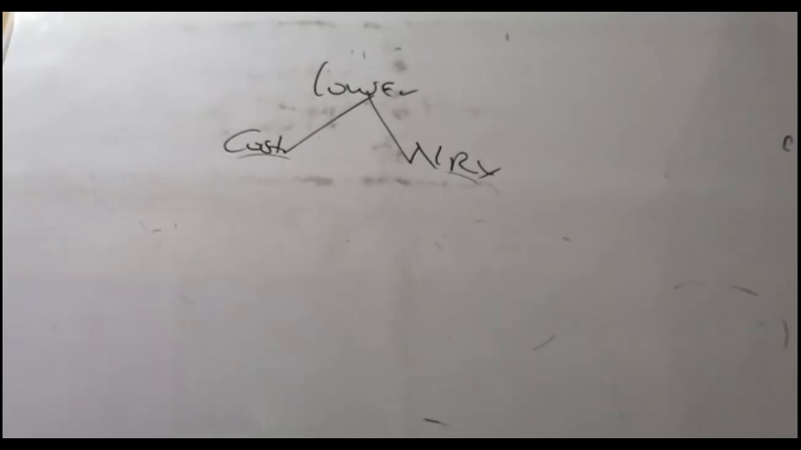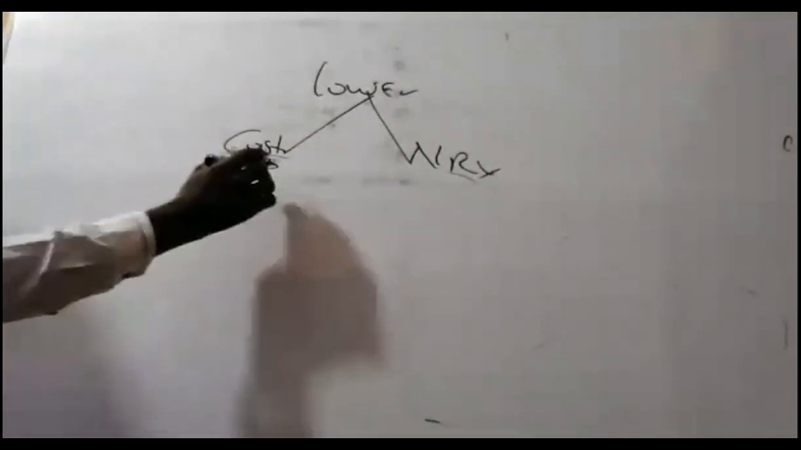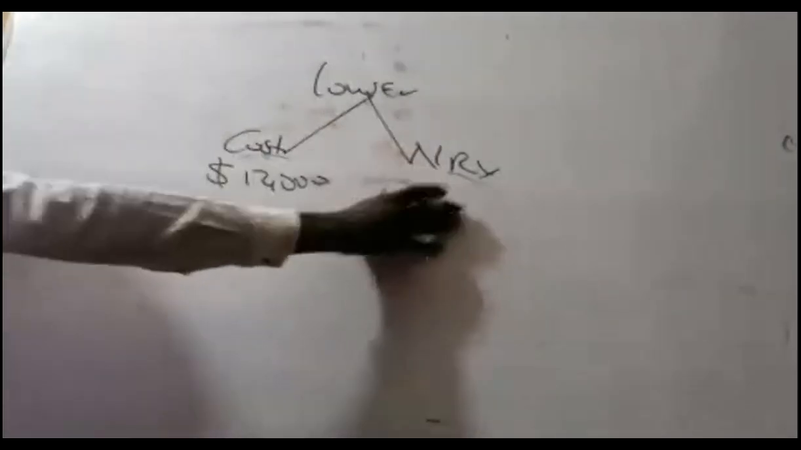But here they say costing 12,000. So here the cost is $12,000. So let me do it here. The cost is what? $12,000. What's the NRV? Not given. What about the 10,000 given?